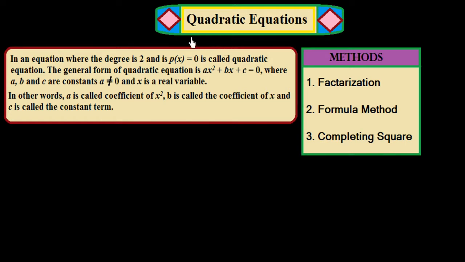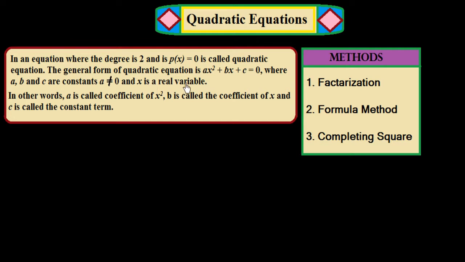In this session we will study quadratic equations. Let us explain the quadratic equation. An equation where the degree is 2, the highest power of the variable is 2, and p(x) is equal to 0, meaning the polynomial is equal to 0, is called a quadratic equation.